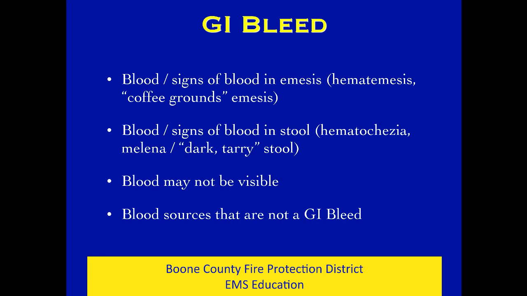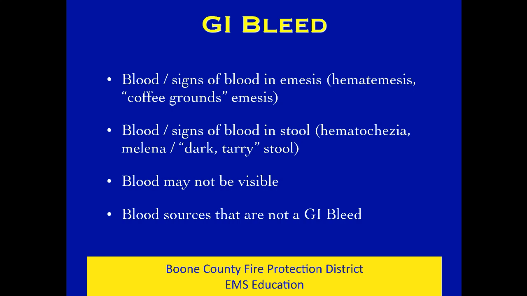Then abdominal pain can also be an indicator of a GI bleed. And certainly if a patient is vomiting blood, partially digested blood will look like coffee grounds in the emesis. And so hematemesis is bright red blood in the emesis, and then coffee grounds emesis is a legitimate medical term. You can say that, and it's not slang, it's an actual term.